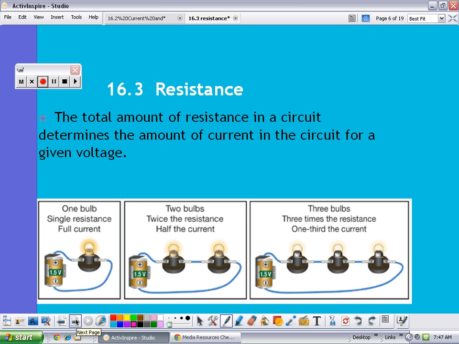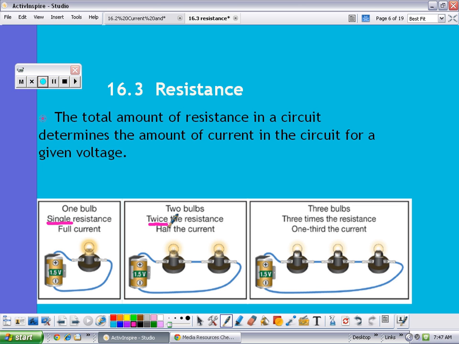The total amount of resistance in a circuit determines the amount of current in the circuit for a given voltage. So if you have one bulb, this is called a single resistance, and you get full current. Now you have to understand that light bulbs, depending on the size, require a certain amount of current in order to work to the fullest potential. So if you add 2 bulbs, you get twice the resistance.